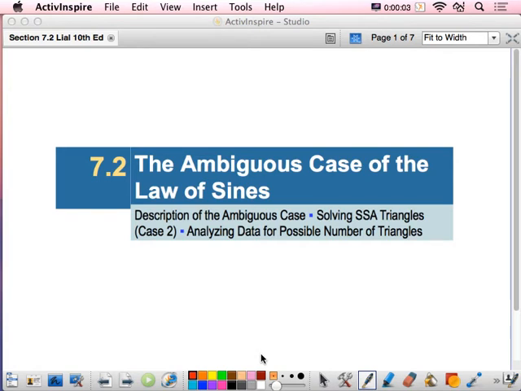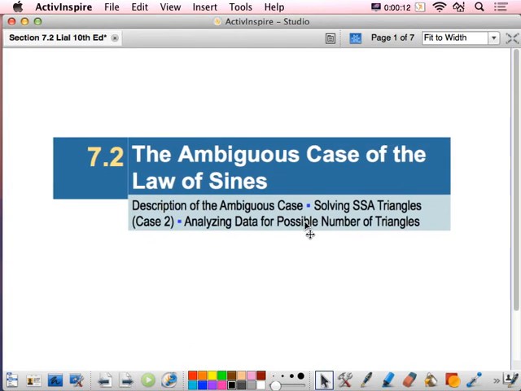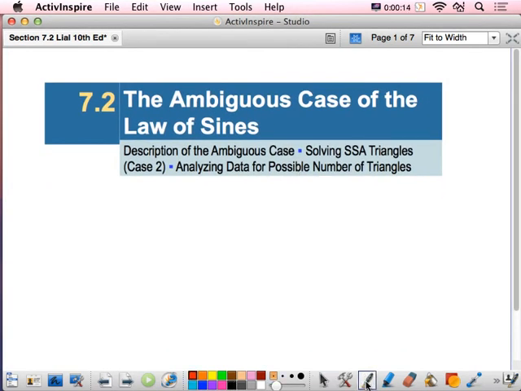Section 7.2 is the ambiguous case of the law of sines. Before we start, let's talk about the case we've already studied. What did we study last time? The oblique triangle, case 1. All of these deal with oblique triangles. And what did we know about case 1?